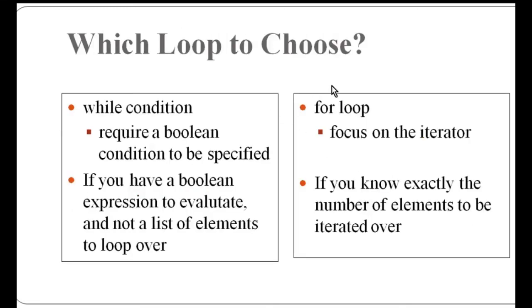Which loop to choose? I have a while condition as well as a for loop. So in a while loop, the condition requires a Boolean condition to be specified. But in a for loop, we are focusing on the iterator. So if you have a Boolean expression to evaluate and not a list of elements to loop over, you can prefer the while loop. If you know exactly the number of elements to be iterated over, you can go for a for loop.